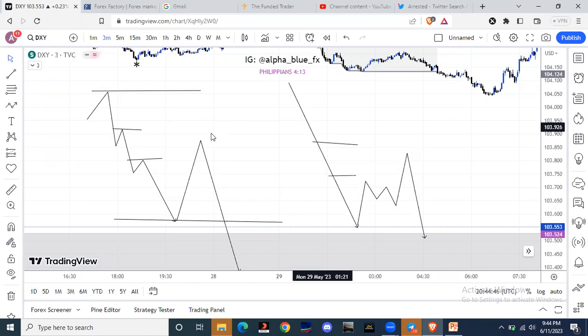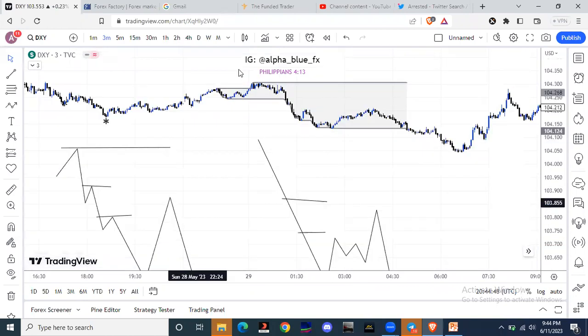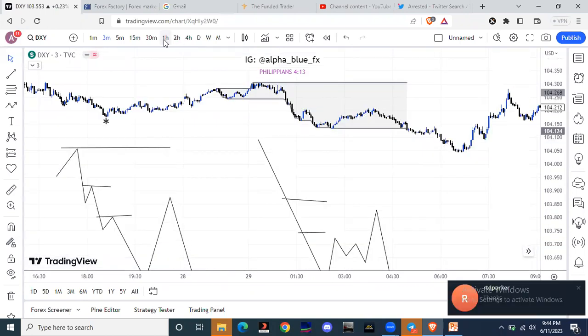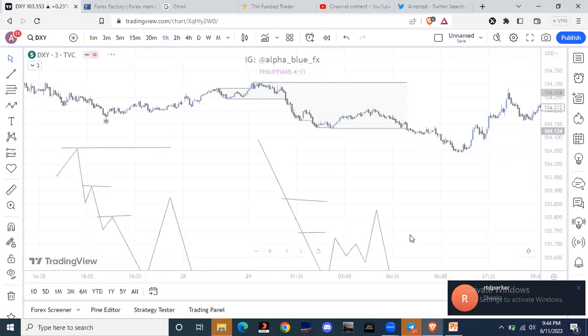So when this class ends, I'm going to show you guys a live example of liquidity and how you can actually use it to trade.